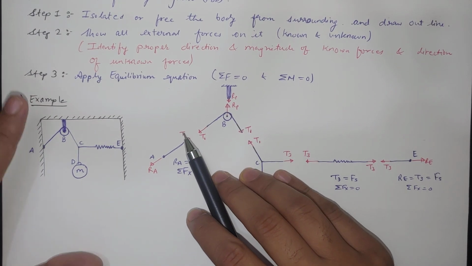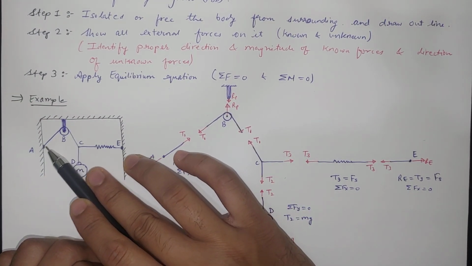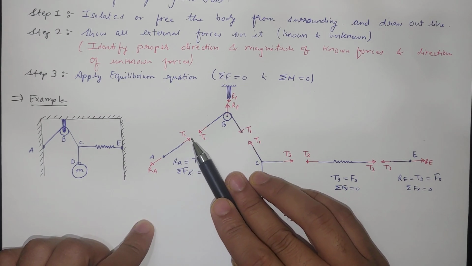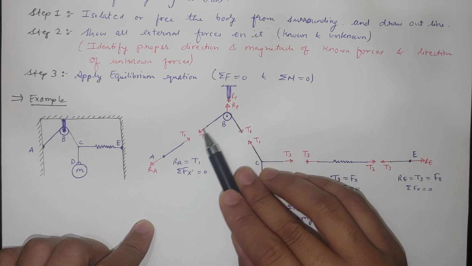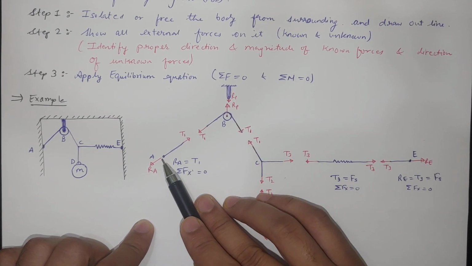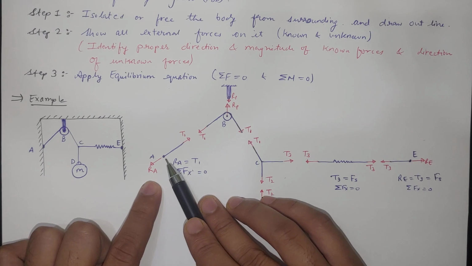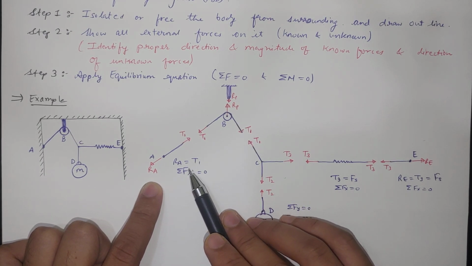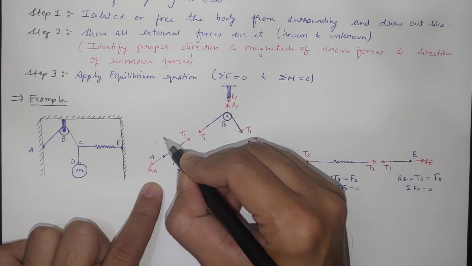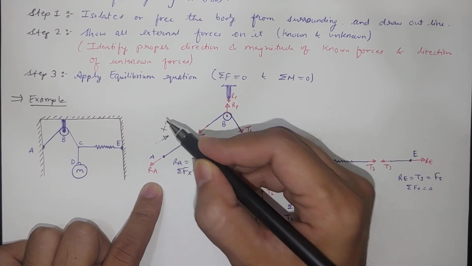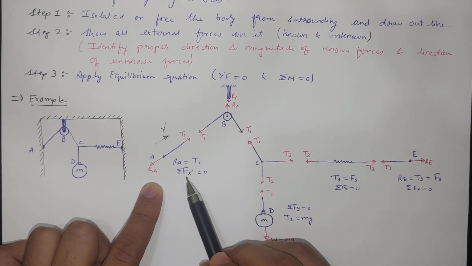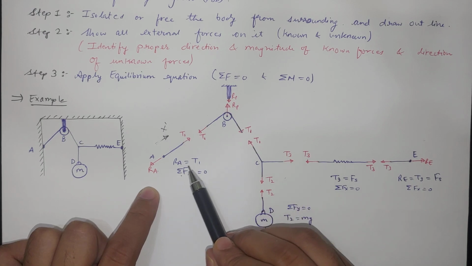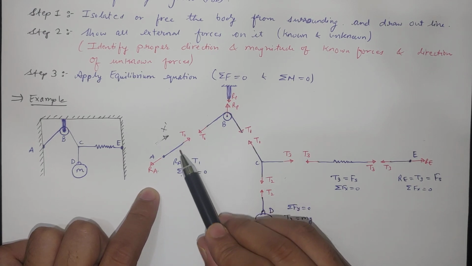First, if we consider this rope, it is connected to the wall at point A, so there will be tension in this rope, denoted by T1, and there will be a reaction at A. If we apply equilibrium in the direction of the rope, which is the x dash direction, then summation of F x dash equal to 0 gives Ra equal to T1. So the reaction force equals the rope tension.